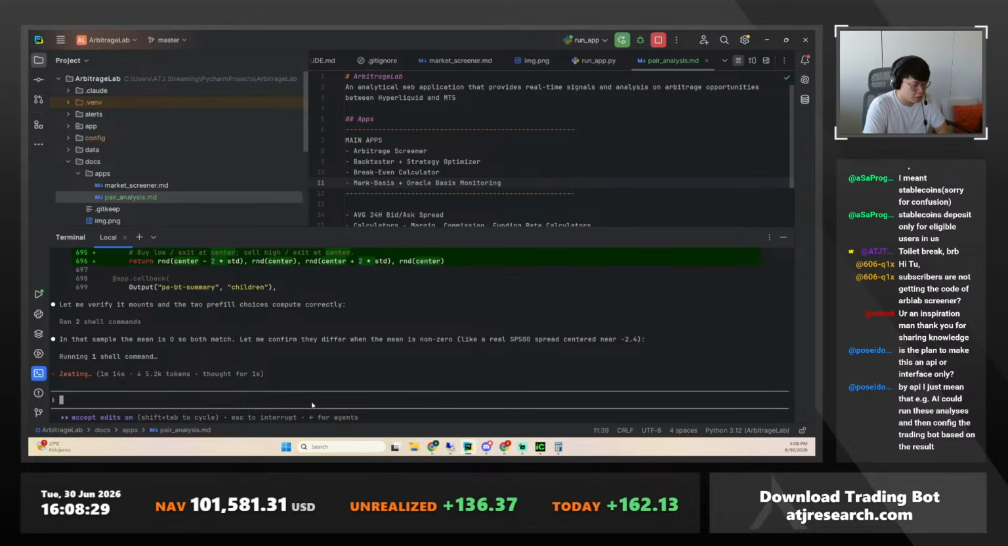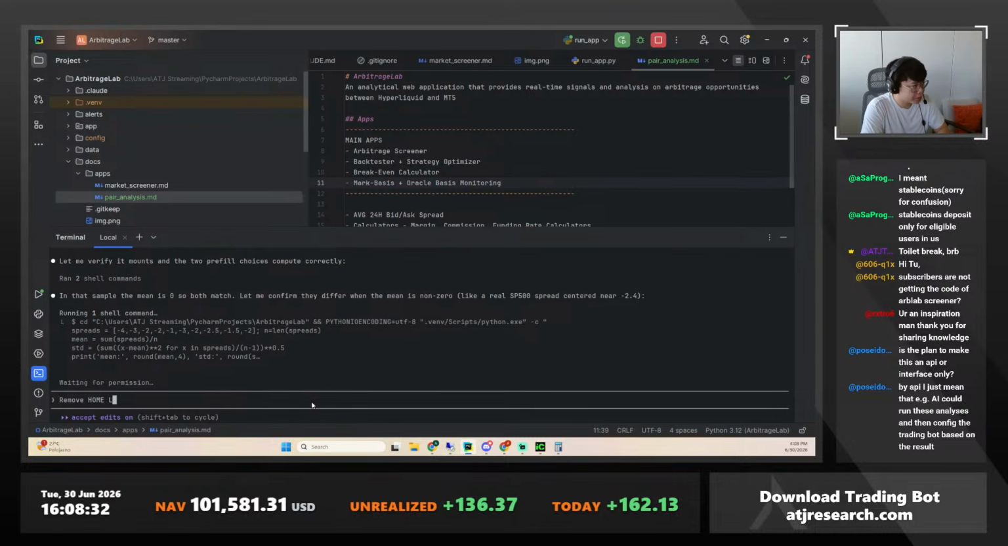Remove home link. Use Arbitrage Screener as homepage. So I can also add this.